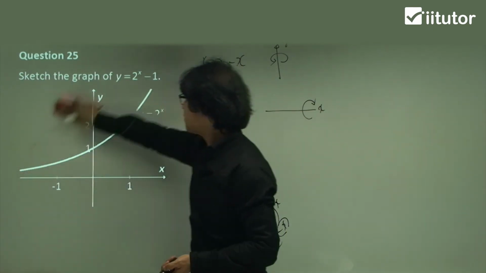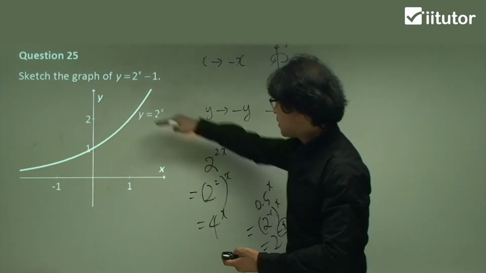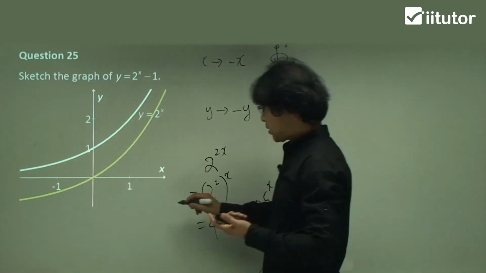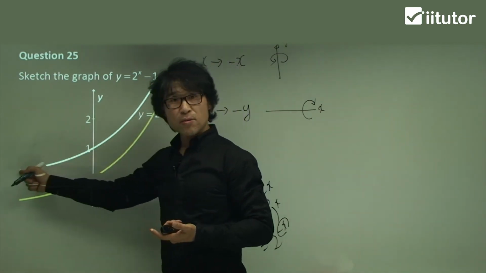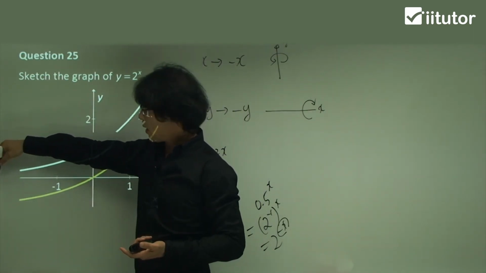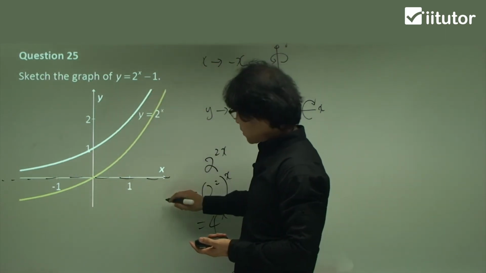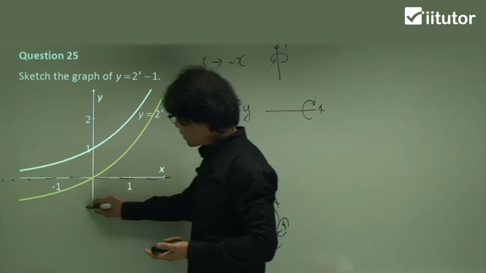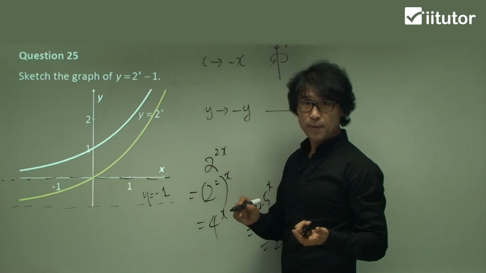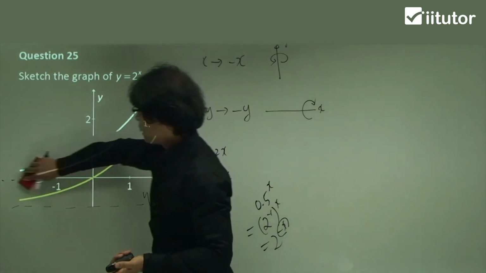25, minus 1, so taking it down by 1 over here. But in this case, you have to sketch the asymptote. Previously, the graph in white keeps approaching the x-axis, so the x-axis was an asymptote. But if it's going down by 1, the asymptote also moves down, so that is the asymptote here. What's the equation of the asymptote? y equals negative 1. So you must sketch the asymptote in the exam.